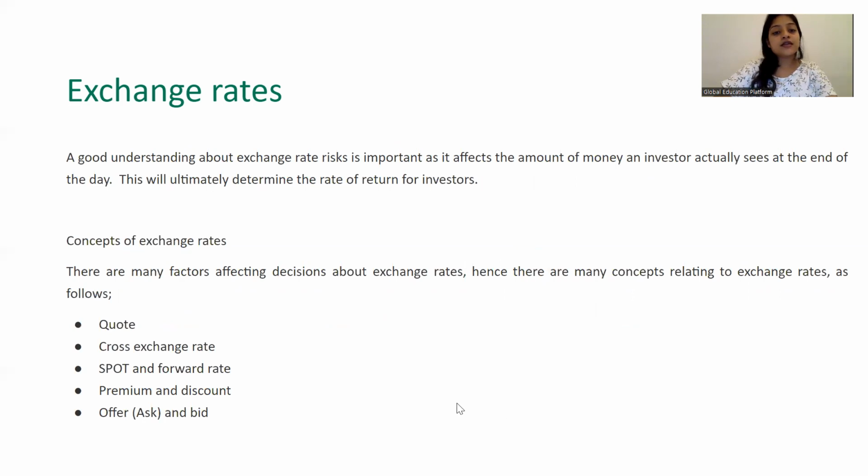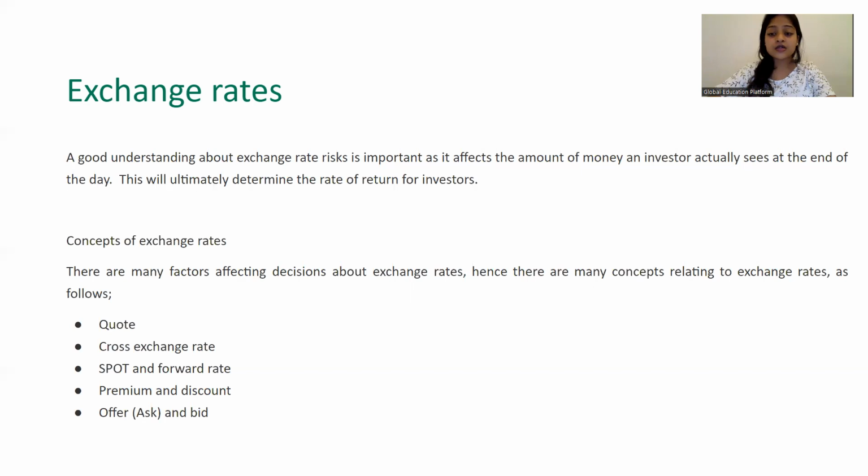A good understanding of exchange rate risk is important as it affects the amount of money an investor actually sees at the end of the day. This will ultimately determine the rate of return for investors. So the concepts of exchange rates, there are many factors affecting decisions about exchange rates.